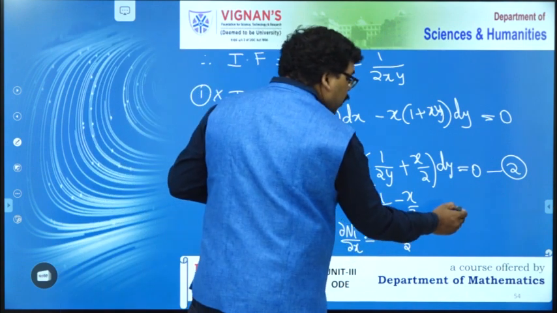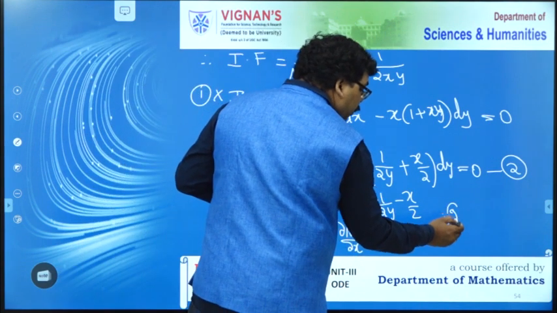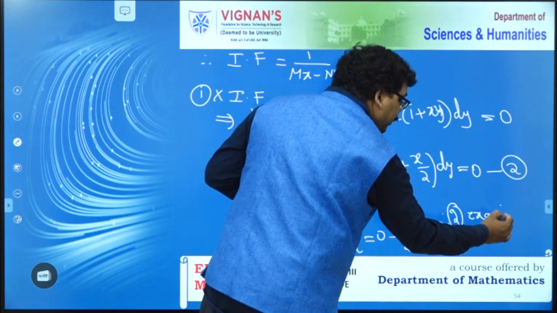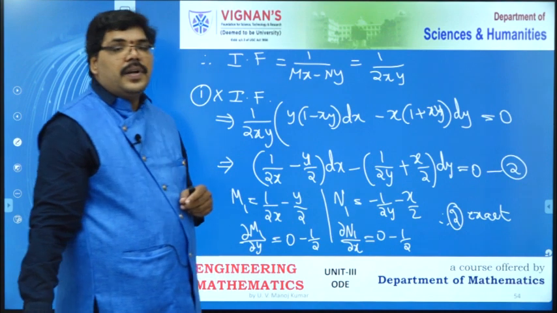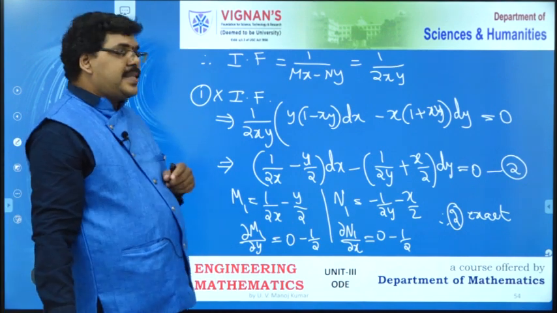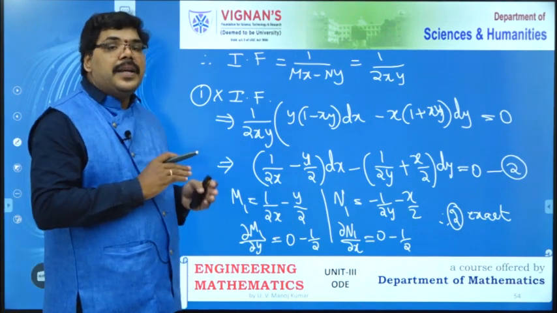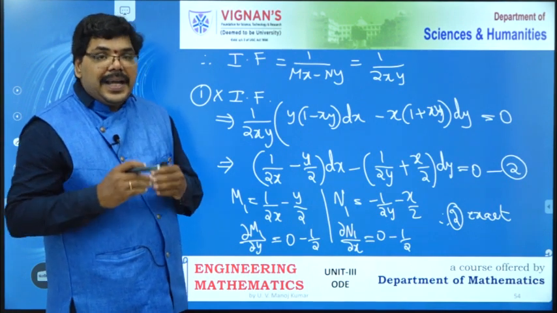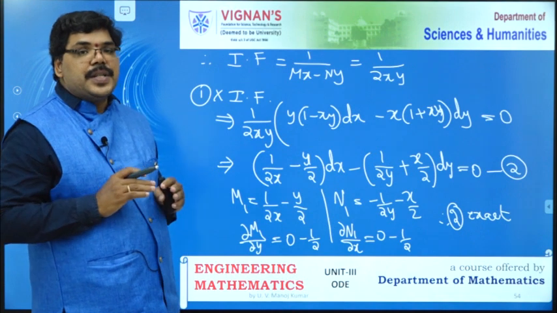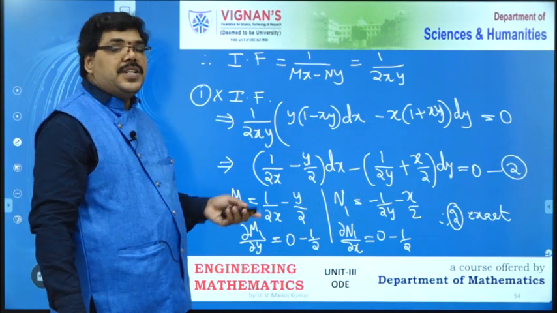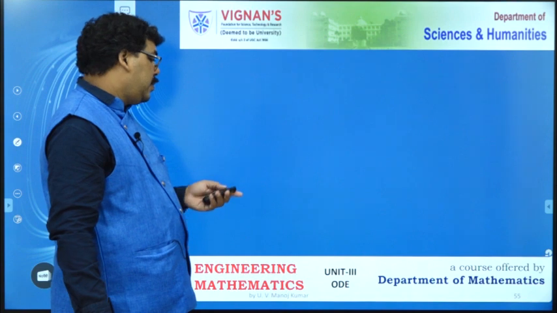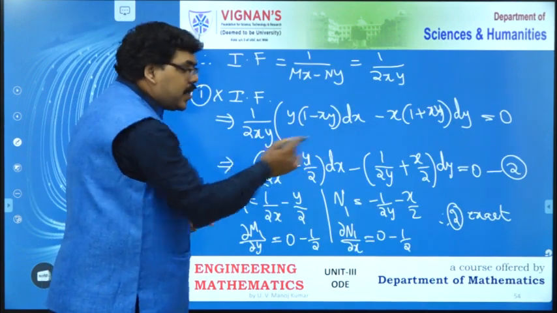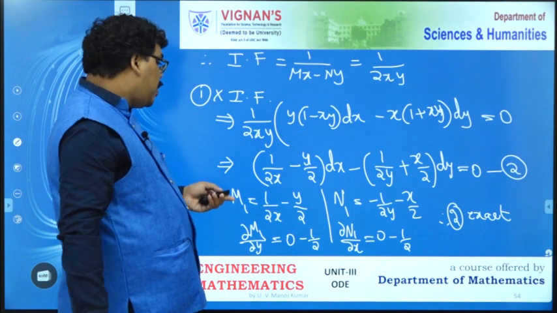Therefore, equation 2 is exact. So, from the given non-exact differential equation, we obtained an exact differential equation. How to solve this exact differential equation? Integrate term by term, that's it. So, how to integrate?